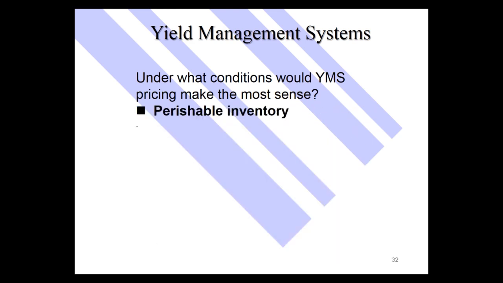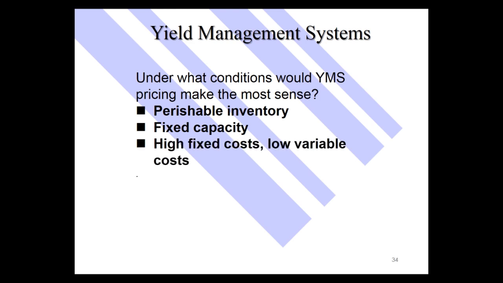First, oftentimes we need something that has a perishable inventory. In other words, people can't buy it when it's low priced and just store it, save it for later on. The inventory has to be use it or lose it. It's a perishable inventory. We generally tend to have relatively fixed capacity. We can't make more during periods of increased demand. Also, generally, there are high fixed costs and low variable costs.